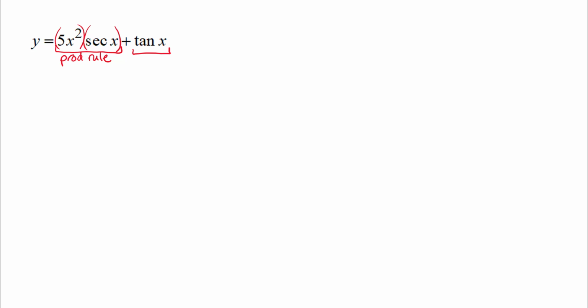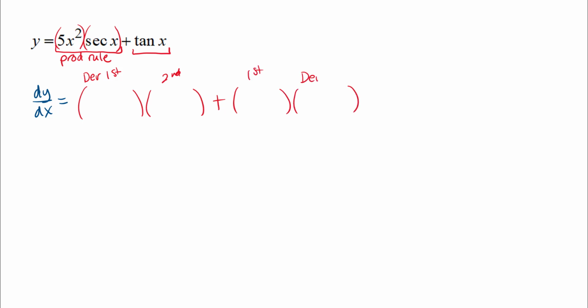So y prime, or dy dx, equals, and then I'm going to set up some parentheses and label them here. Okay, so the derivative of the first times the second plus the first times the derivative of the second. That's for product rule on the part where I've labeled that we're going to need product rule. And then I'll have plus still that derivative of that last part, the derivative of tangent x. So I'm going to put a plus there just so I don't forget to come back and do that.